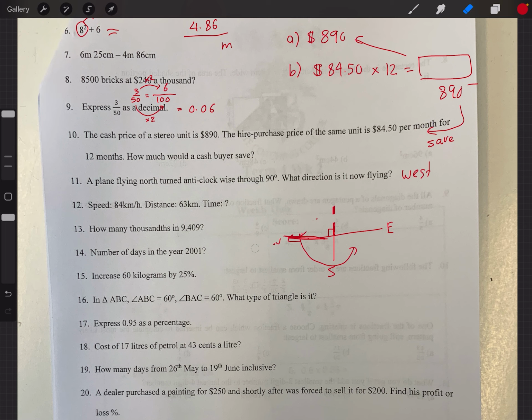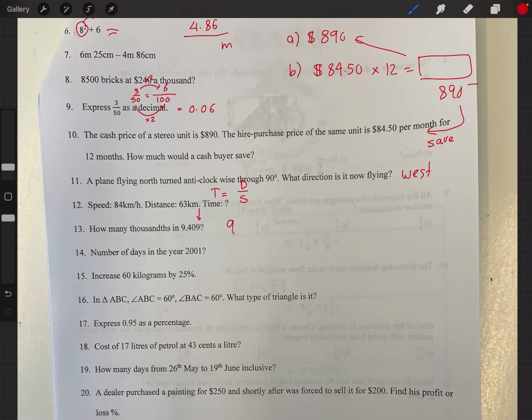Another speed, distance and time question. You're asking for the time. So what we're going to do is draw a triangle. Speed, distance, time. Remember, time is equal to distance divided by speed. Work it out. How many thousands? These are the 1,000s. So there's 9.